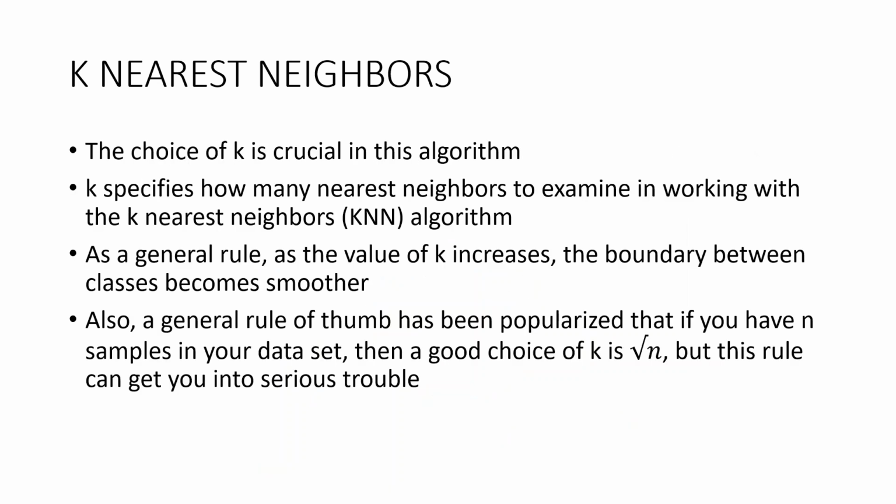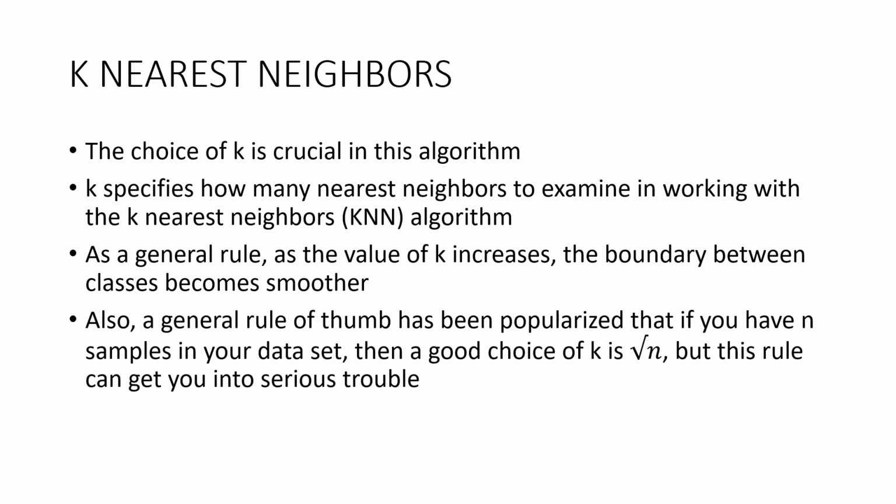So once again, the choice of k, how do you make that choice? Basically, it specifies how many of those nearest neighbors you're going to look at to try to classify a new point. As a general rule, as you increase the value of k from 1 to 3 to 5 to 9 to 19 and so on, the boundary between classes becomes smoother. I'll show you in the next slide an example of 2 different classes. But you also should be aware that in k nearest neighbors there's a rule of thumb that has become super popular.